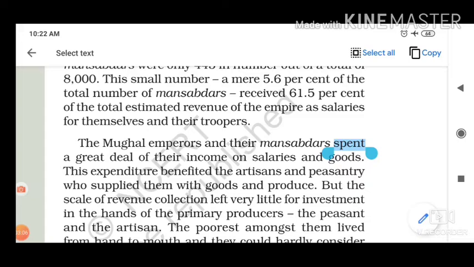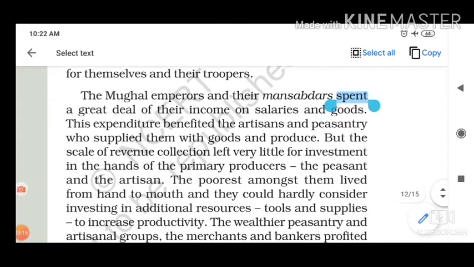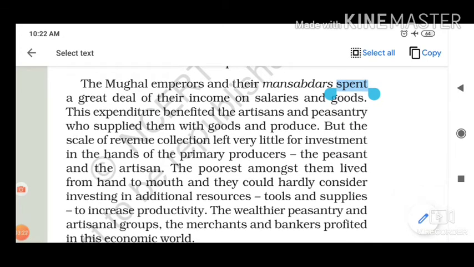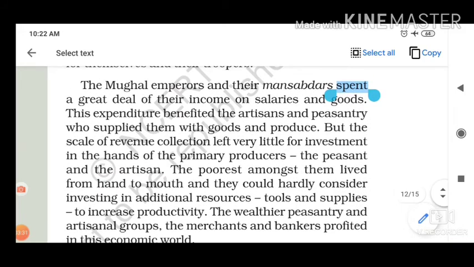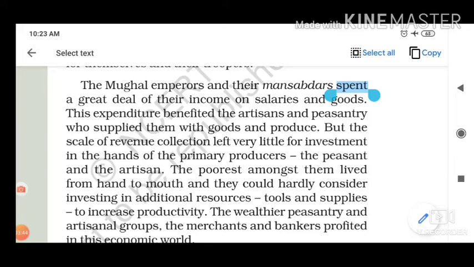From this evidence itself, we can understand the inequality that existed during the Mughal Empire. And Mughal emperors and their mansabdars spent a great deal of their income on salaries and goods. And they were purchasing different types of goods from artisans and peasants. And both artisans and peasants were spending this money in their investment for buying tools and for making production in high amount.